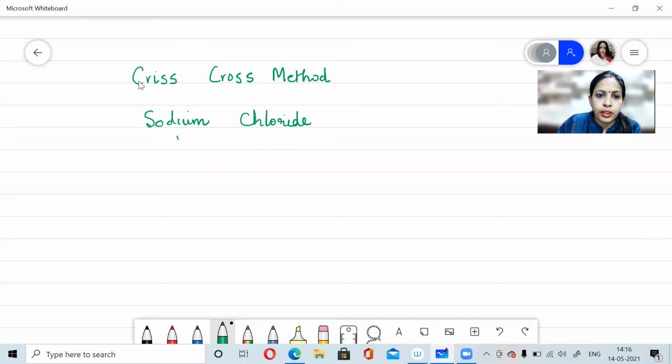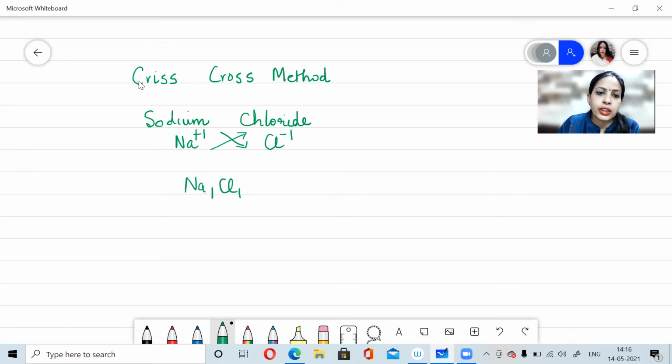For sodium, the symbol is Na and the valency is +1. The second word in the chemical name always represents the surname. Surname means anion, and anion means the negative one. So it will be Cl -1. Now in the crisscross method, we interchange the numerical values of the valency. We don't interchange the charges, only the numerical value. So on interchanging, the formula becomes Na1Cl1.